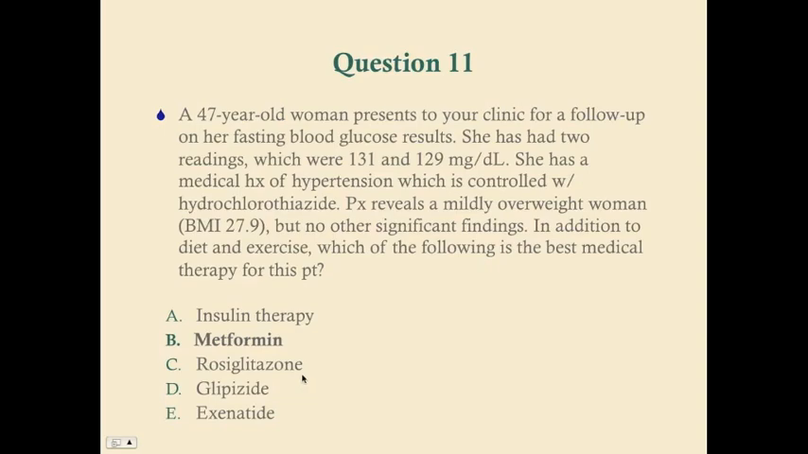Rosiglitazone is a thiazolidinedione. That could be a good add-on therapy if we needed to use 2 drugs. Same with glipizide and exenatide. Glipizide is a sulfonylurea, and exenatide is a GLP-1 agonist. So we don't go right to insulin therapy in this patient because she doesn't have the end stage symptoms of diabetes.